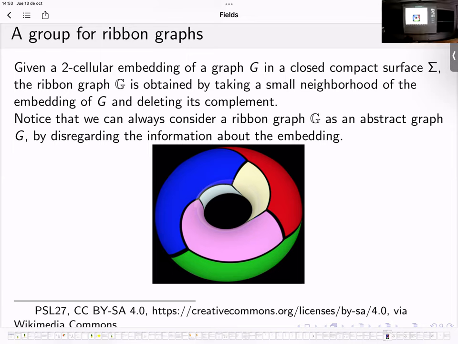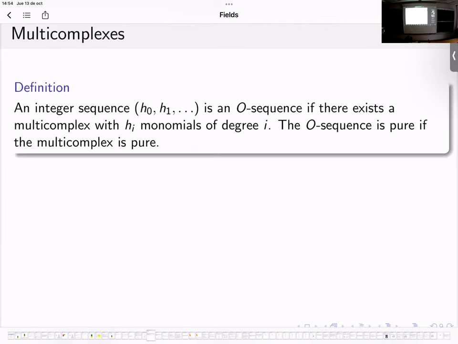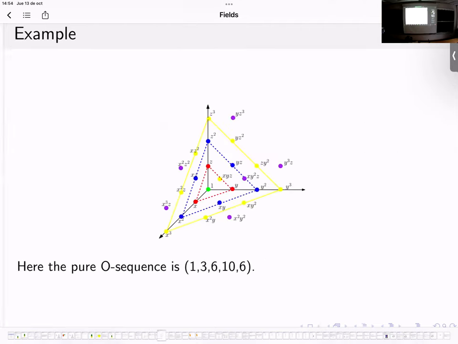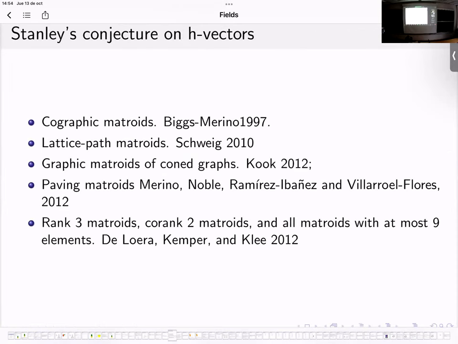I have two more questions. The h-vector: for some classes that you mentioned, the h-vector is an O-sequence. Is the property of being an O-sequence preserved? I mean, under what kind of matroid operations do we know that the property of the h-vector being an O-sequence is preserved?